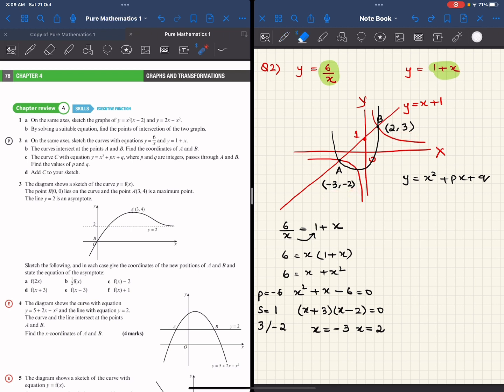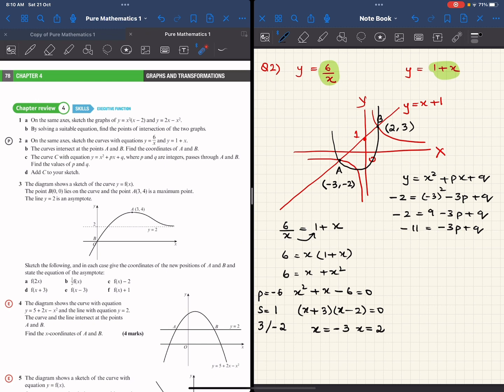So let's substitute first the point A. y is negative 2, x is negative 3, so negative 3 squared, plus bx, so it's going to be minus 3b, plus q. That gives us minus 2 is equal to 9 minus 3b plus q. Therefore, minus 3b plus q is equal to minus 11.